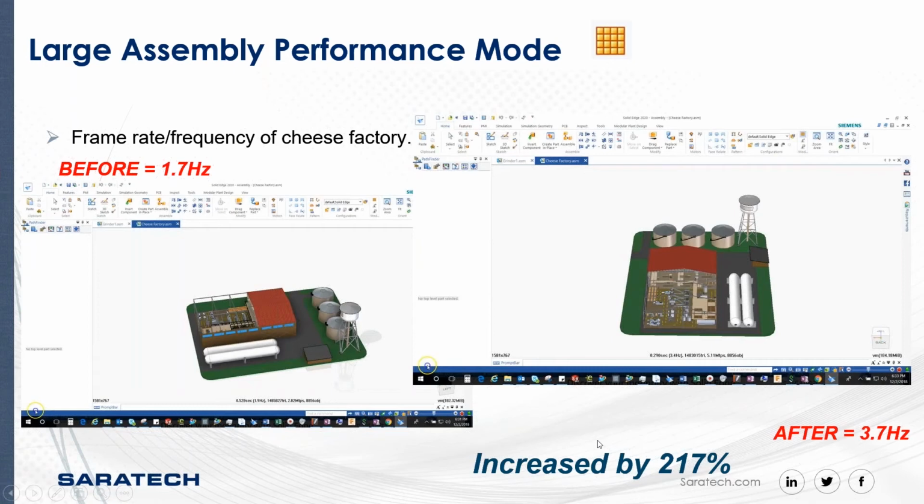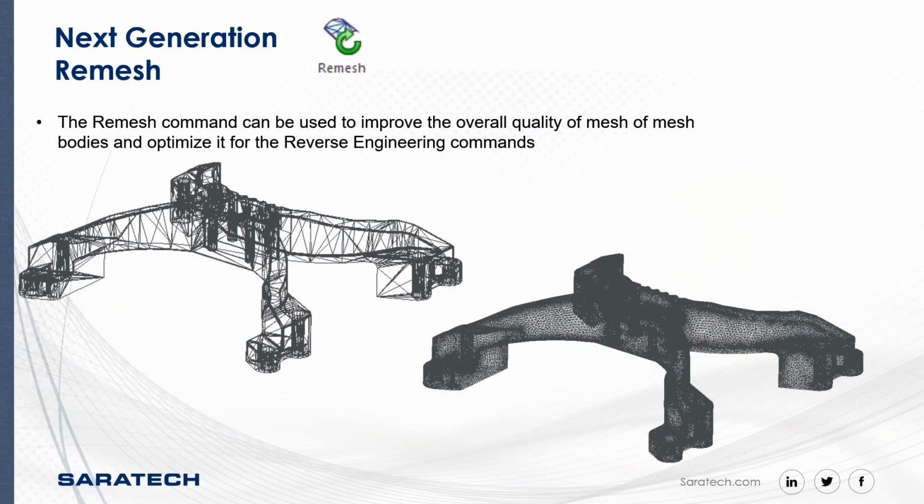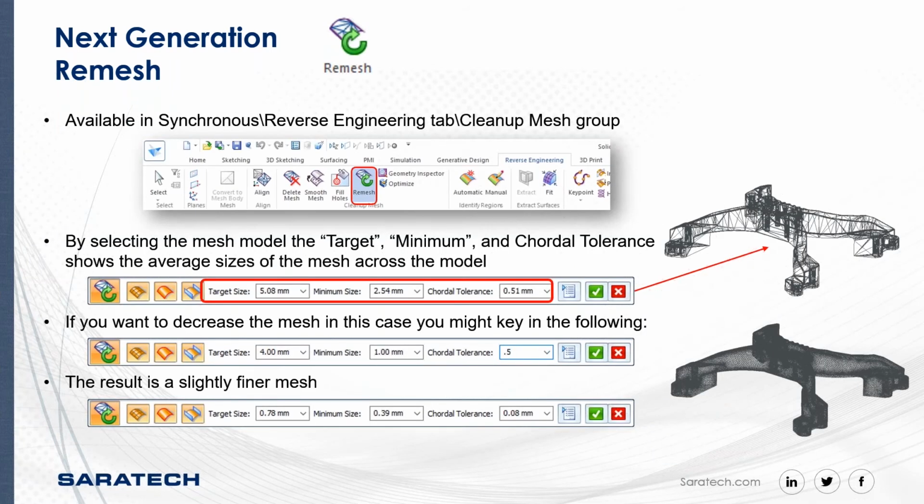So next we get into the remesh. The remesh was a big enhancement with 2020. The remesh command can be used to improve the overall quality of mesh bodies to optimize them for the reverse engineering command. It's available in the synchronous and reverse engineering tab, in the cleanup mesh group. So you'll see the new remesh command as you move forward to 2020. By selecting the mesh body, the target, the minimum, and the coordinate tolerance show the average size of the mesh across the model. So you can see here on my top model, the target size, the minimum, and the coordinate tolerance are there.